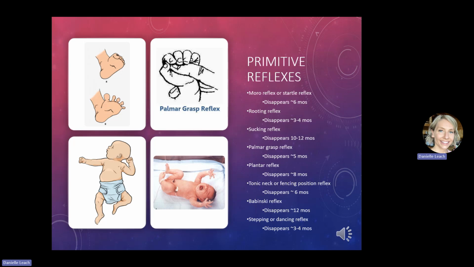The rooting reflex isn't pictured here, but it is where if you take, say, a pacifier and rub it on the baby's cheek, the baby will instinctively open their mouth and move towards the pacifier.